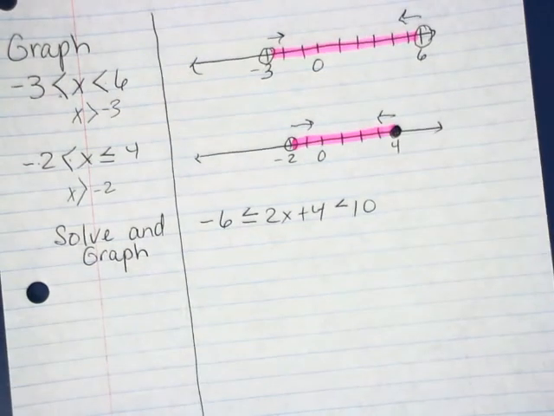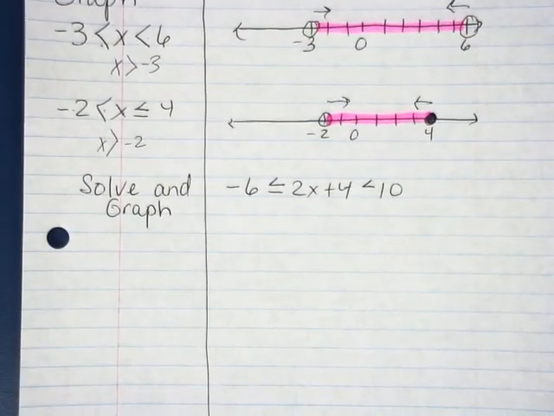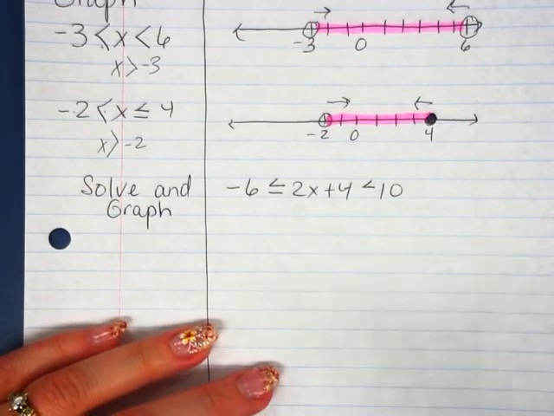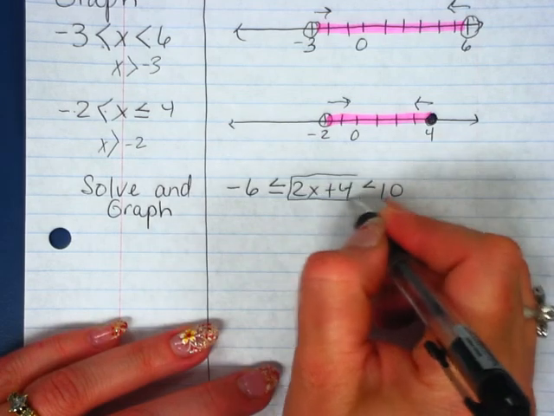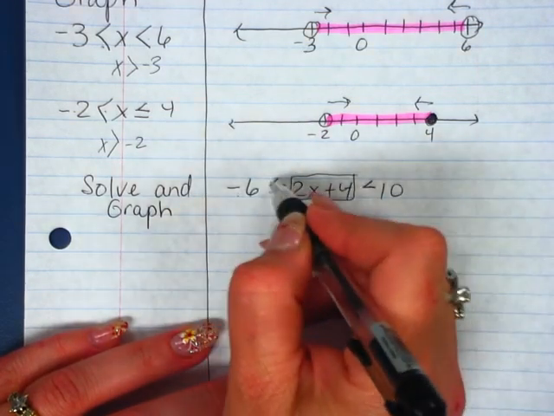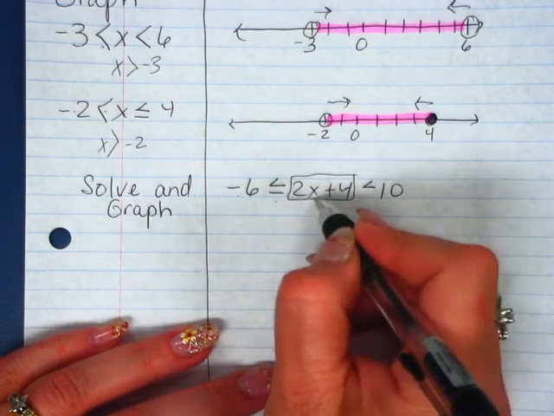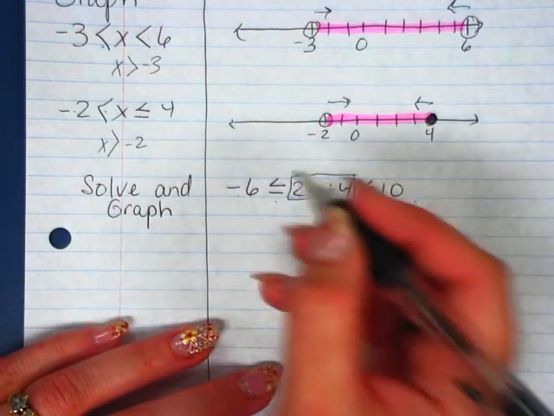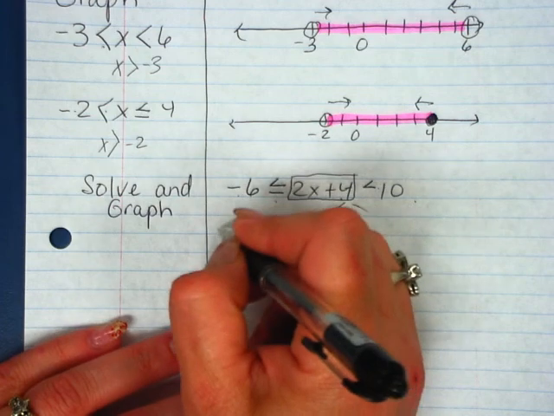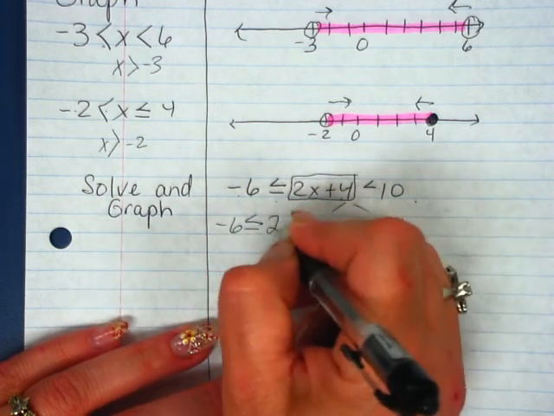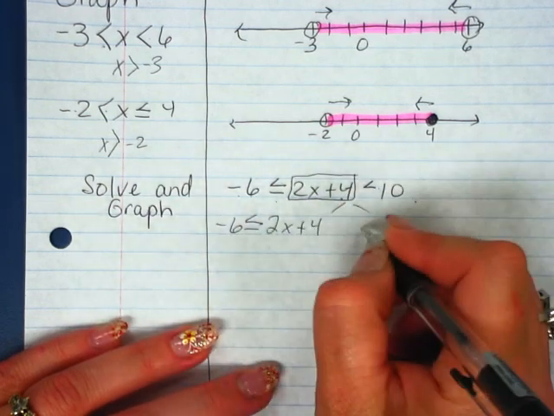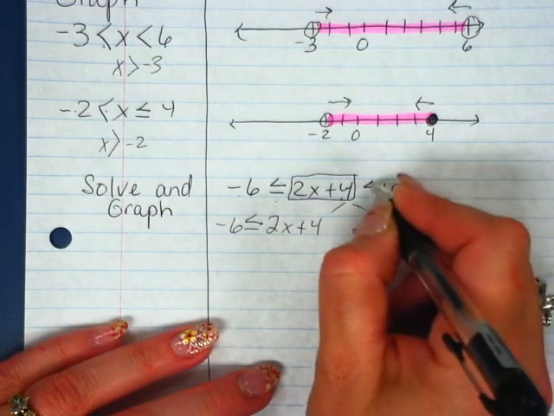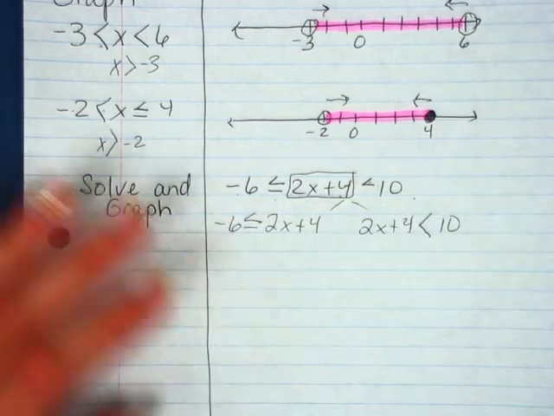All right, let's try this one. Now we have to solve it and graph it. We're going to solve it just like we solved equations before. The only difference is we have to split this into two pieces. This part is common to both. -6 is less than or equal to 2x plus 4, and 2x plus 4 is less than 10. So we're going to split it off: -6 is less than or equal to 2x plus 4, and 2x plus 4 is less than 10.